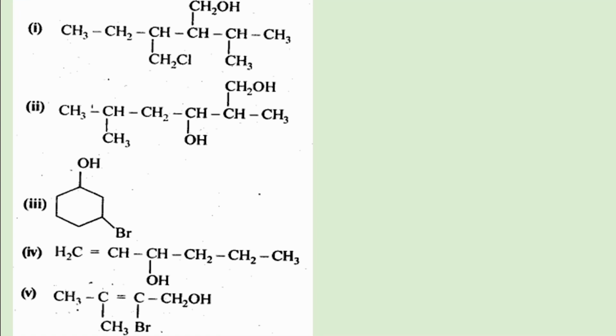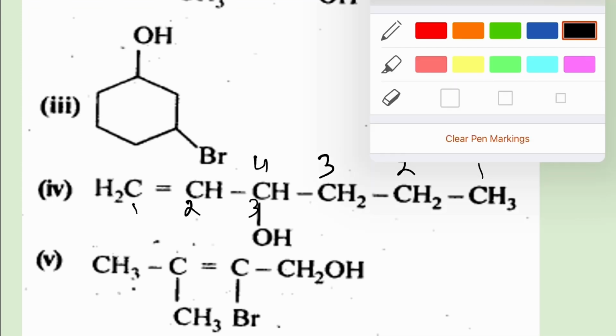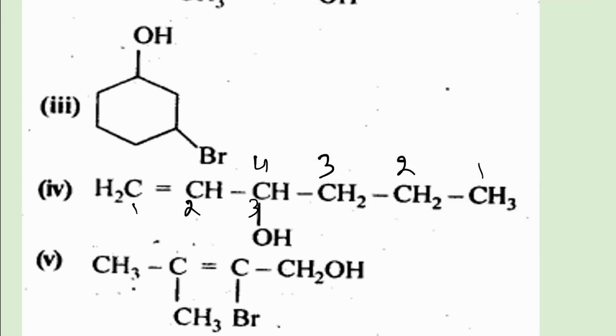Next, fourth, 1, 2, 3. If I go from this side, 1, 2, 3, 4. Now the problem is that the functional group is OH and there is a double bond. So clearly OH is the main functional group. I'll go by the rule that main functional group bearing carbon should get the lowest possible number. So I'll come from this side. Why? Because this is getting the lower number 3. Here it is getting 4, so we'll avoid that.